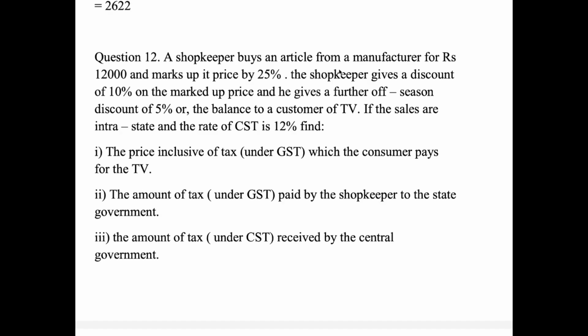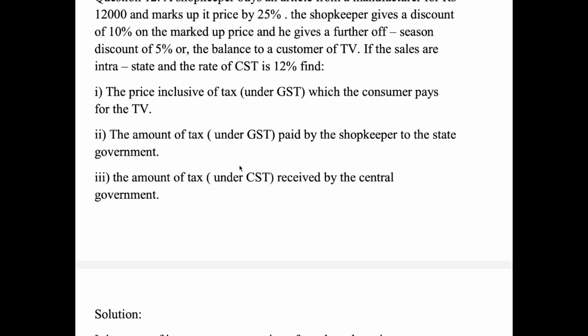A shopkeeper buys an article from a manufacturer for rupees 12,000 and marks up its price by 25%. The shopkeeper gives a discount of 10% on the marked price and he gives a further off-season discount of 5% on the balance to the customer of the TV. If the sales are interstate and the rate of GST is 12%, the questions are the same. Then answer the following questions.